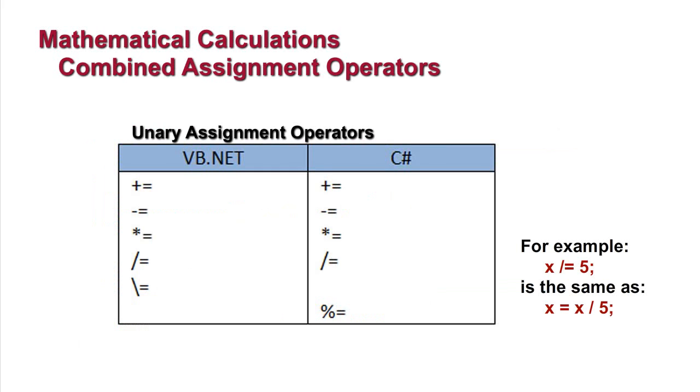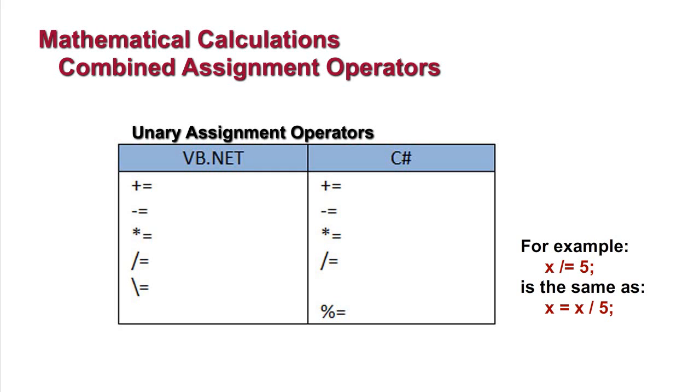There's other unary assignment operators. So we saw plus equals. There's also a minus equals. There's a multiplication equals or star equals. Then there's a division equals and an integer division equals on the VB side. And on C#, since we don't have an operator for integer division, there's not an integer division equals on the C#, but there is a modulus equals on the C#.